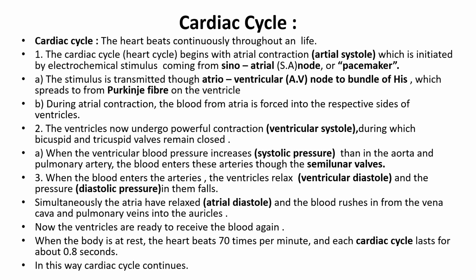Simultaneously, the atria have relaxed, the atrial diastole, and the blood rushes into the ventricles from the vena cava and pulmonary veins. Now the ventricles are ready to receive blood again. This way, even at rest, the heart beats 70 times per minute, and each cardiac cycle lasts for 0.8 seconds. In this way, the cardiac cycle continues. So the cardiac cycle is the alternate atrial and ventricular systole and diastole, contraction and relaxation.